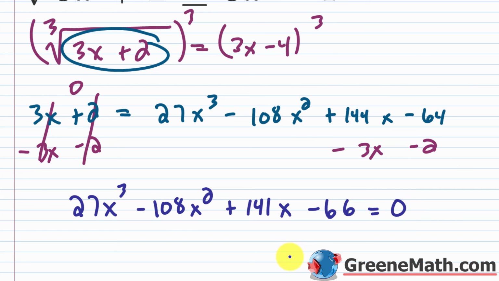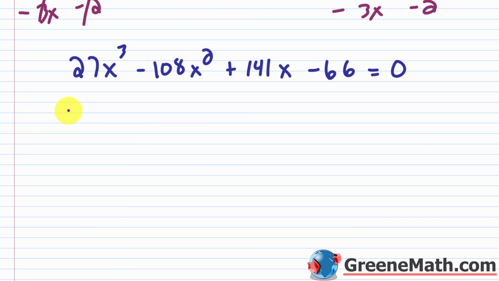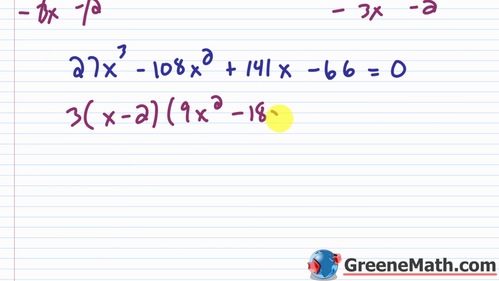Now, in this course, at this point, we have not talked about how to factor something like this. This is something where you need the rational roots test. So we haven't gotten there yet. So I'm just going to give you the factorization so we can solve this problem. But later on in the course, we'll talk about how to factor a polynomial that basically has a degree of 3 or higher. So I'm going to pull out a 3. And then I'll have this x minus 2, this quantity, times the quantity 9x squared, and then minus 18x, and then plus 11. This will be equal to 0.